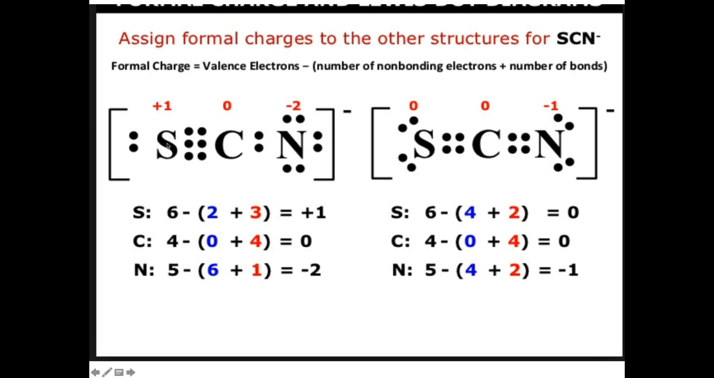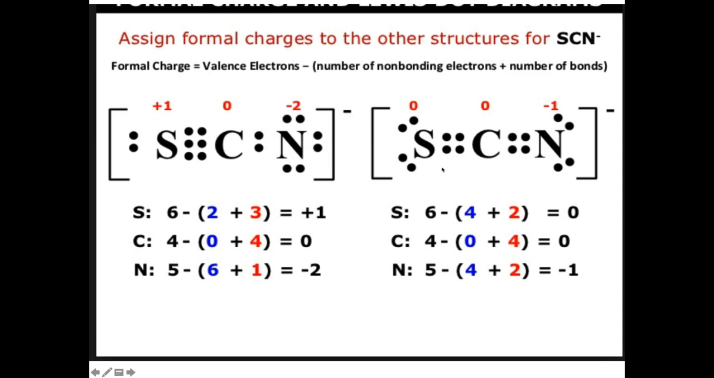So for instance, in this orientation, sulfur is triple bonded to carbon, and carbon is single bonded to nitrogen. Sulfur is going to be +1 here, because we have 6 electrons, 2 in lone pairs and 3 bonded, so it's 6 minus 5 to get +1. Carbon has 4 bonds, 0 lone pairs and 4 bonded, so carbon is 0. Nitrogen has 5 electrons to start, 6 of them in lone pairs, and it shares 1, so its charge is -2. So the overall charge on this molecule would be -1.